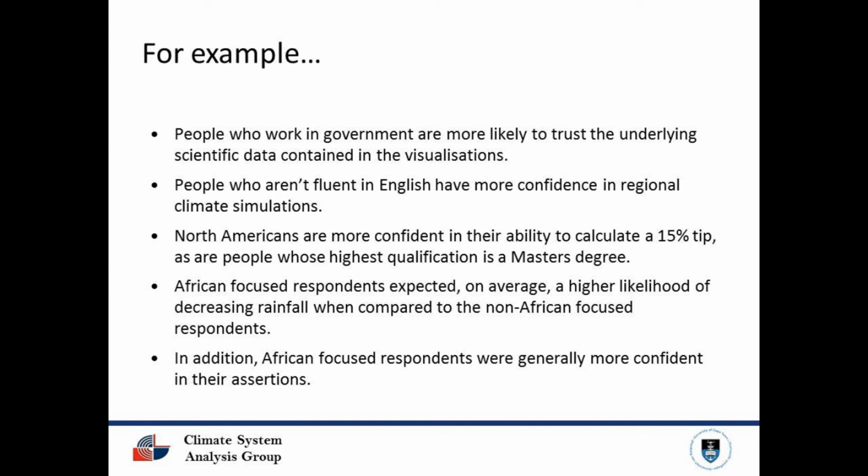And interestingly, because one of the primary reasons for doing this survey was to look at the African impacts and adaptation community, we looked at what happens when you subsample for just those people who focus their work on Africa, and we found that on average the respondents expected a higher likelihood of decreasing rainfall when compared to the non-African focused respondents. In addition, the African focused respondents also were generally more confident in their assertions.